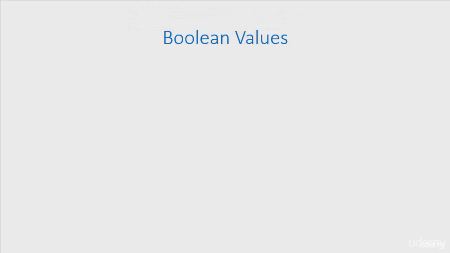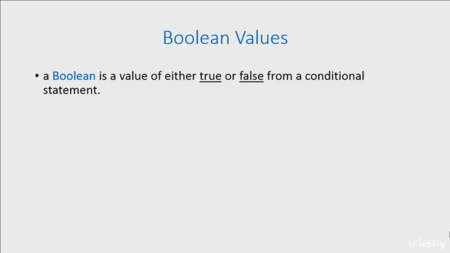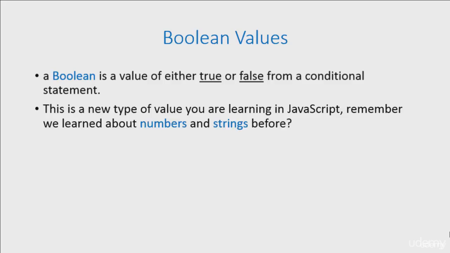A funny word you have probably never even heard of might be Boolean. If you have done some programming before, however, you might have heard it here and there. A Boolean is basically the value of either true or false in a conditional statement.